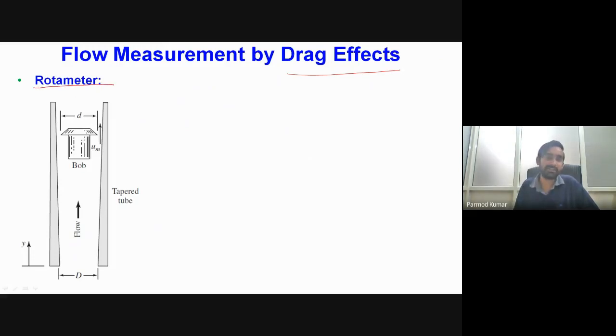Rotameter is a very popular device, used for measurement of both liquids as well as gases. Now the construction of the rotameter is such that we are having a tapered tube, and in this tapered tube we are having the flow of fluid, and always this tube is located in a vertical orientation.